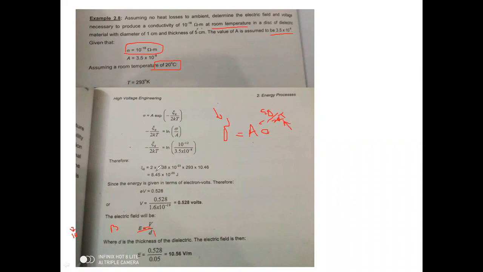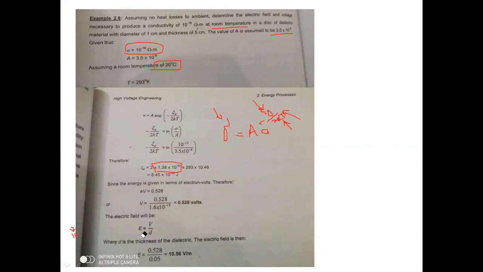Boltzmann's constant will also be given, that is 1.3 into 10 to the power minus 23. Okay, Boltzmann's constant, and T is the temperature, the room temperature. Eg is the band gap energy. So we have to find this. We have to find E, the electric field intensity. E is equal to V divided by d.